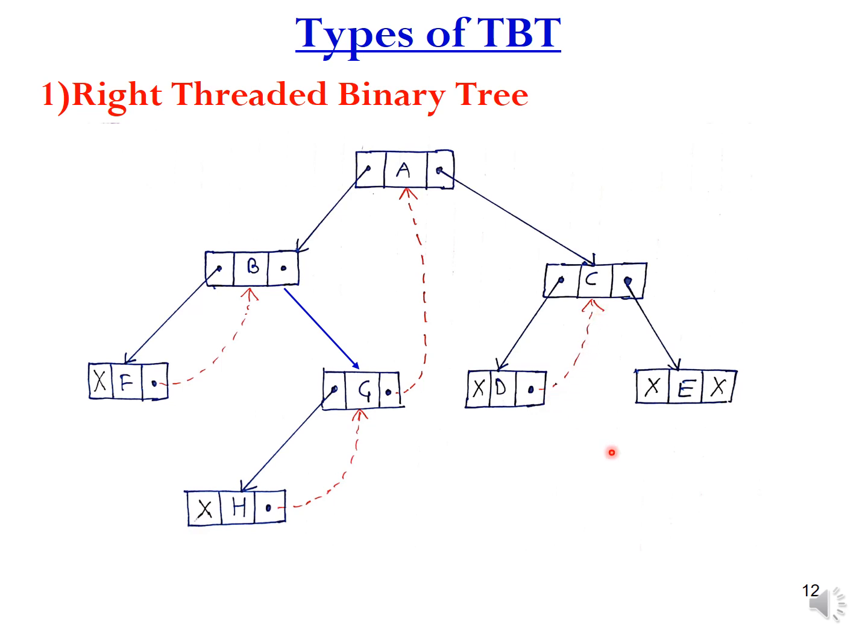It is to be noted here that this particular X is also a null pointer. It is the extreme rightmost null pointer. It is not pointing to any in-order successor because it does not have any in-order successor. We will see later where it will point. Basically, it will point to the dummy node. The concept of the dummy node we will see later.